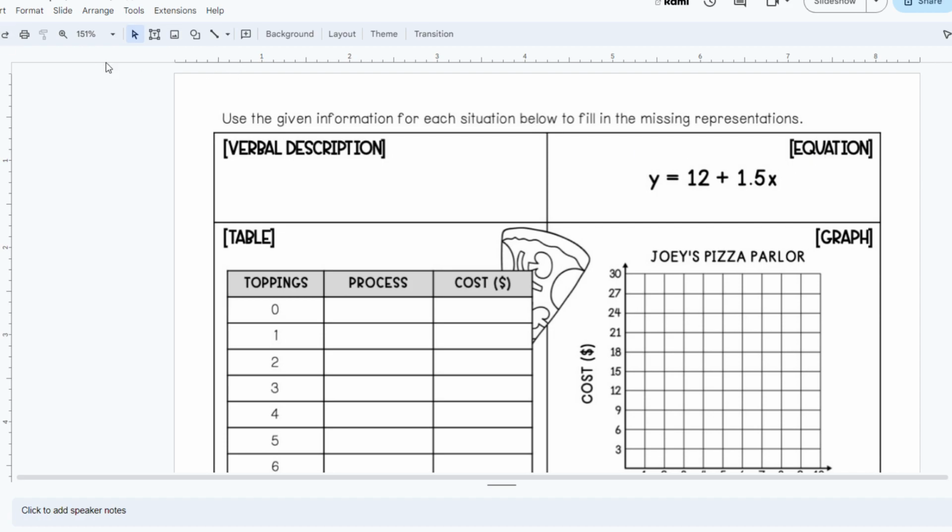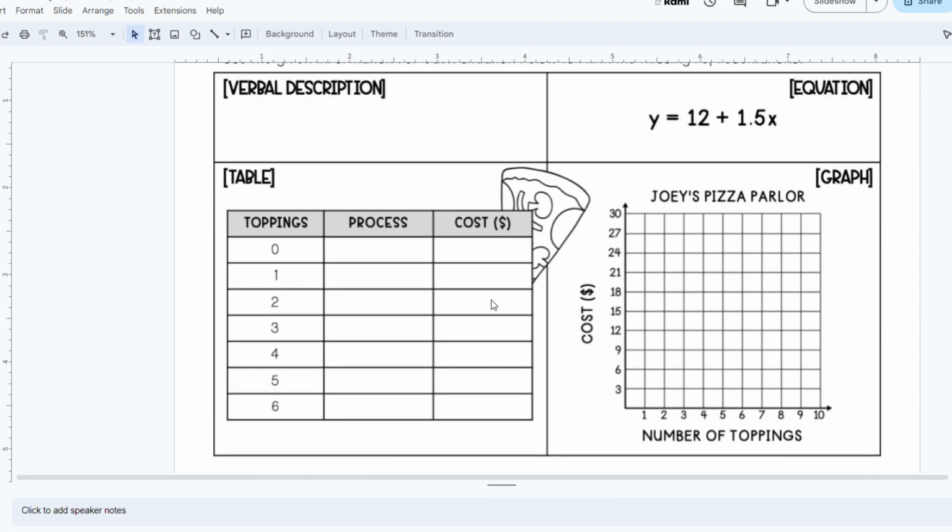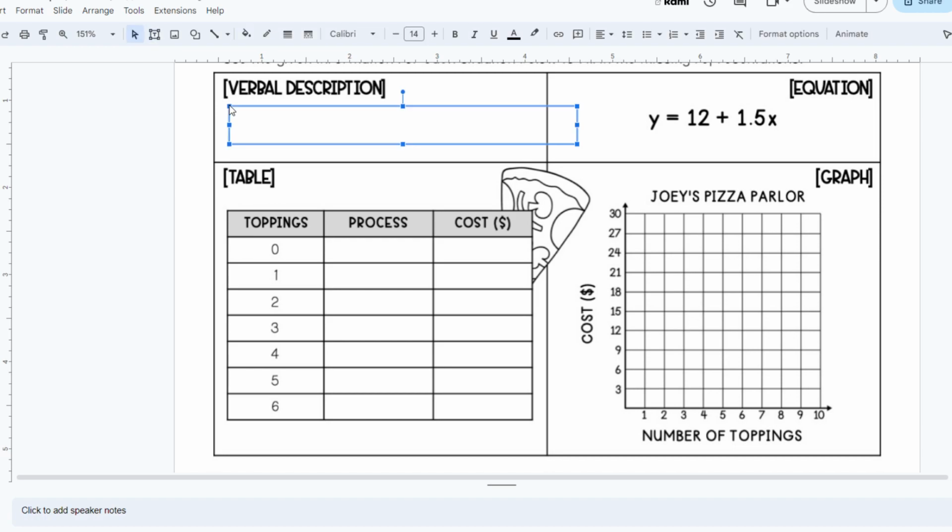So it looks like the equation is 12 plus 1.5x. Okay. The table looks like it has a pizza on it, and it says toppings, process, and cost. And then if I look at the graph, it says the cost and number of toppings. So I'm going to use these context clues to write myself some background information.